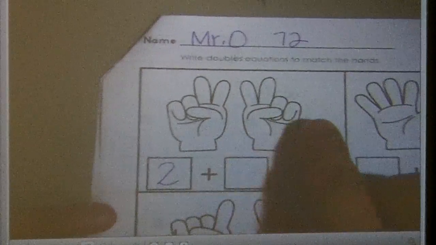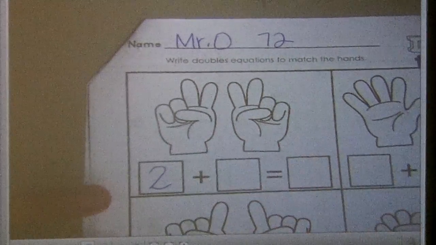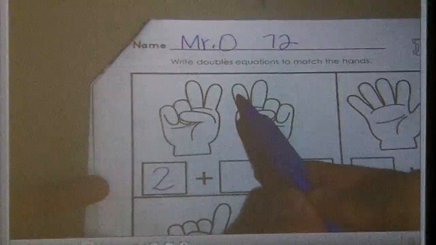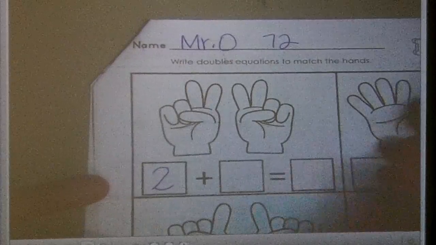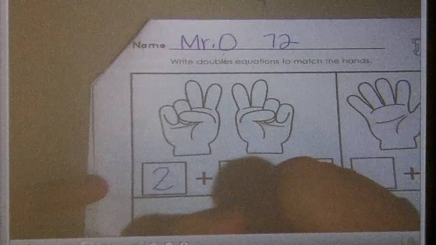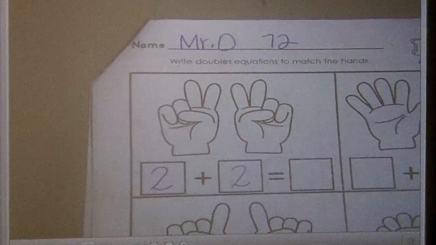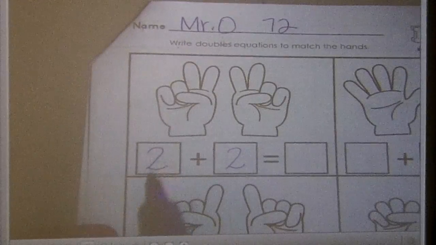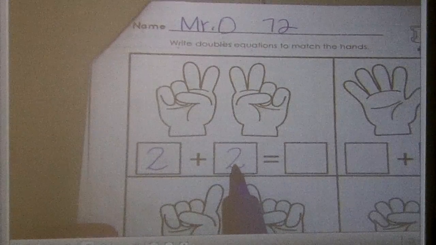So now we look at this hand over here, and how many fingers does it have? 1, 2. So in this second box, we are going to write the number 2. Now when we look at this math problem, it's asking us, what is 2 plus 2?